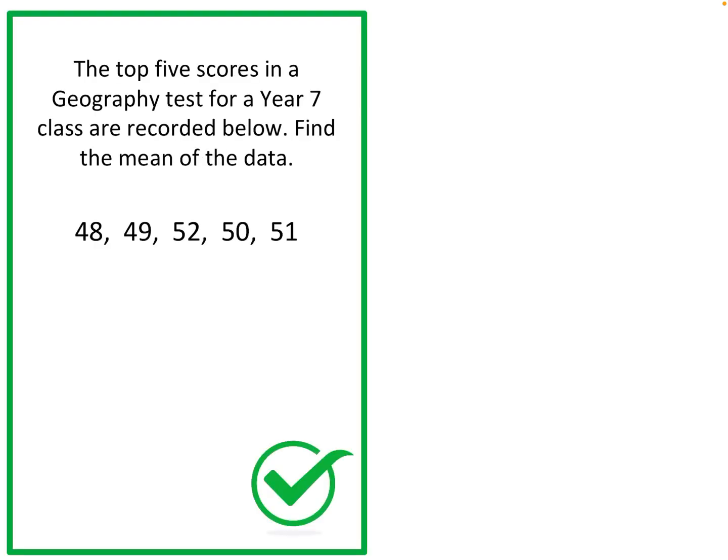So, the top 5 scores in a geography test for a Year 7 class are recorded below. Find the mean of the data. So what we're going to do, we are firstly going to add up all of my bits of data. Okay, so we have got 48 plus 49 plus 52 plus 50 plus 51. And that equals, when all added up, 250.